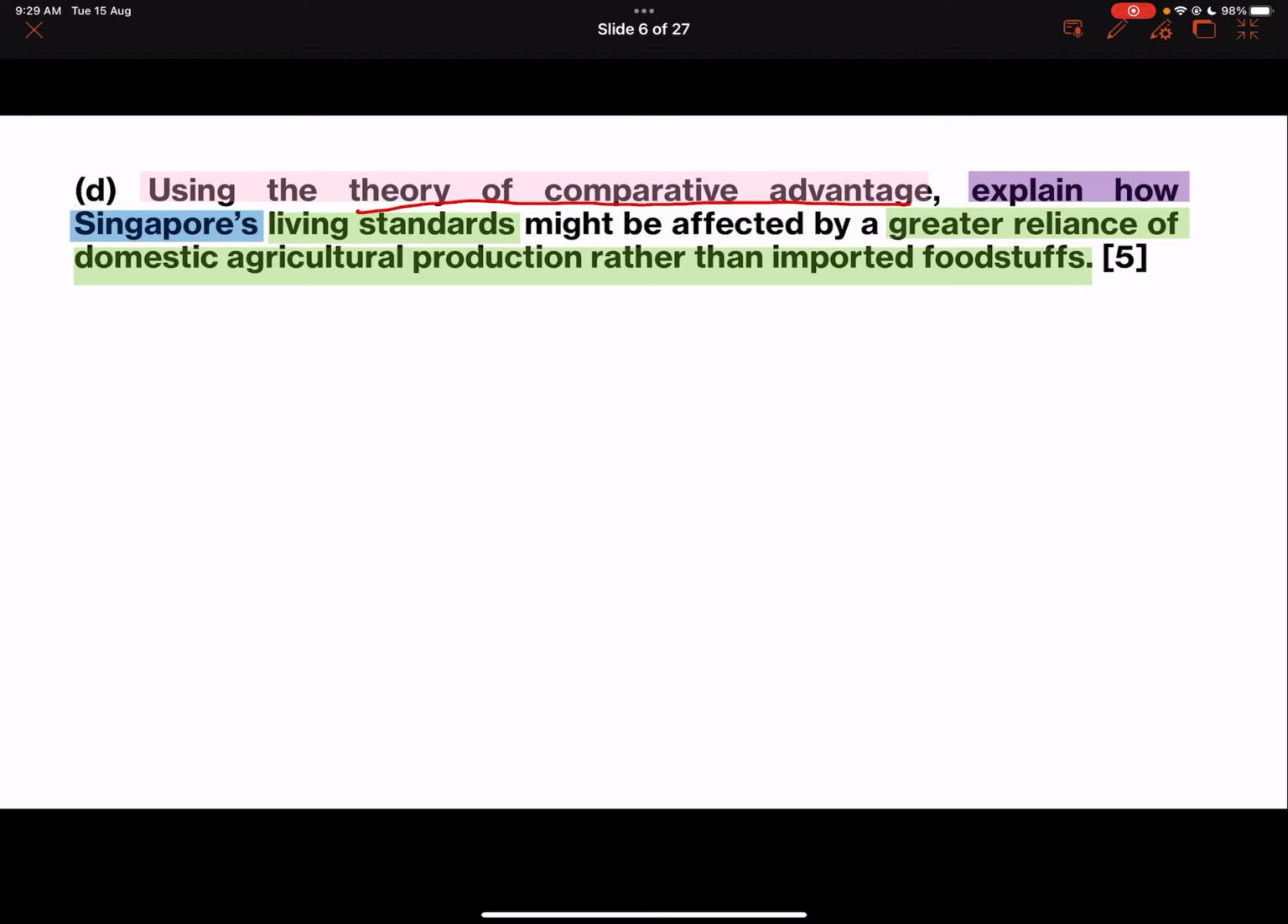Okay, let's run through what the theories say. This is a 5-mark question, so you would expect that the thinking process is a lot longer. So if you use the theory of CA, the theory of CA says that you should specialize in the good with the lower opportunity cost. Okay, let's think about Singapore. The good here is agriculture production. By right, the theory of CA says that you should not even produce the good where you have a comparative disadvantage in producing, right?